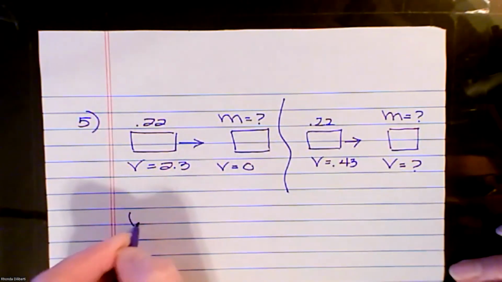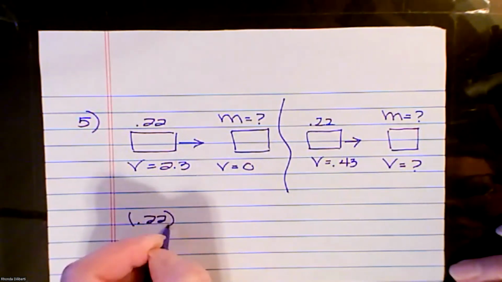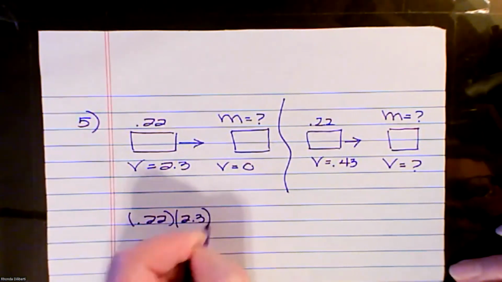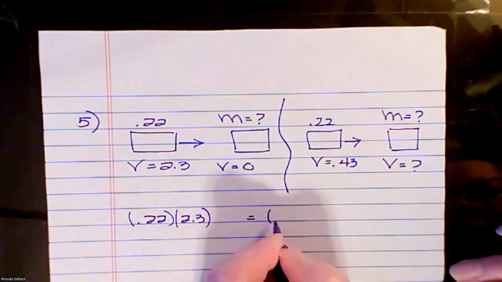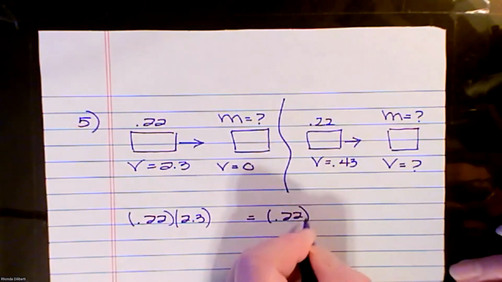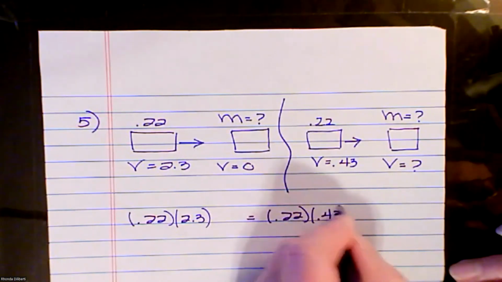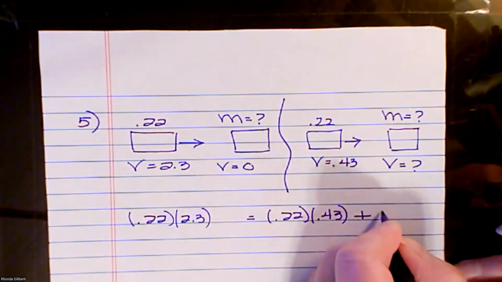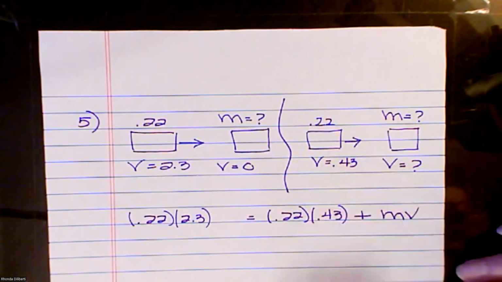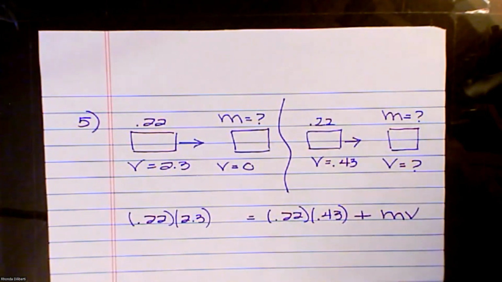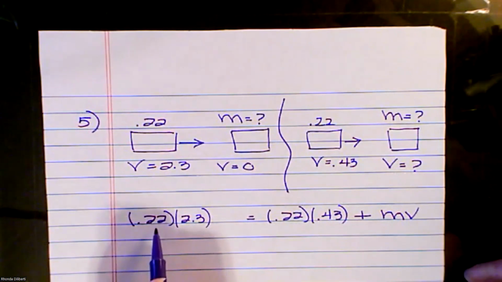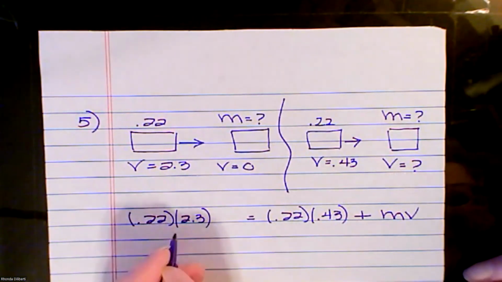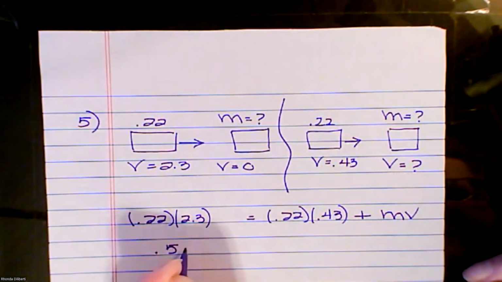So I will have 0.22 times 2.3. That has a velocity of 0, so it's going to fall out. Then 0.22 times 0.43, and that's going to be a mass that we don't know and a velocity that we don't know. All right, so 0.22 times 2.3 turns out to be 0.506.